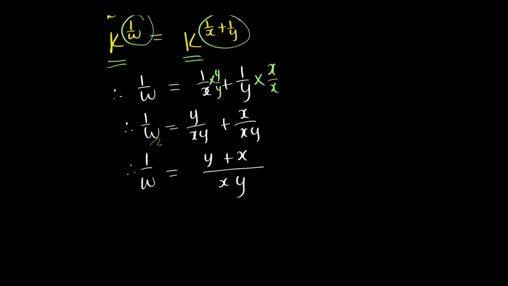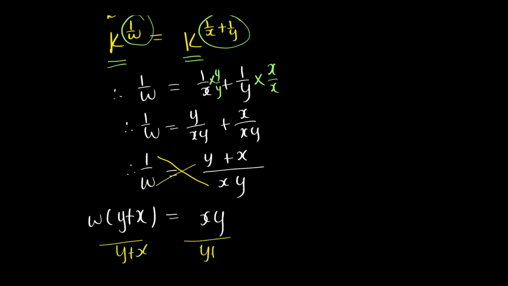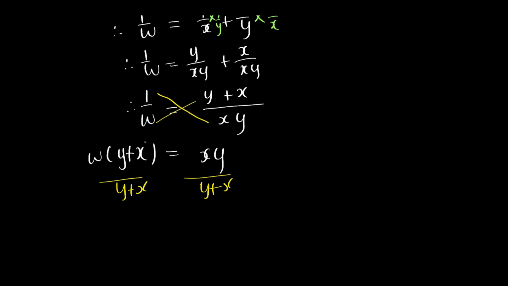And since we have a fraction here and a fraction here, and an equal sign in between, we can simply cross multiply. So we're going to say w multiplied by y plus x is equal to 1 multiplied by xy, which just stays xy. Then we want to make w the subject, so we can divide both sides by y plus x. And so when we divide by y plus x, our y plus x cancels out here, and we're left with w is equal to xy over y plus x.